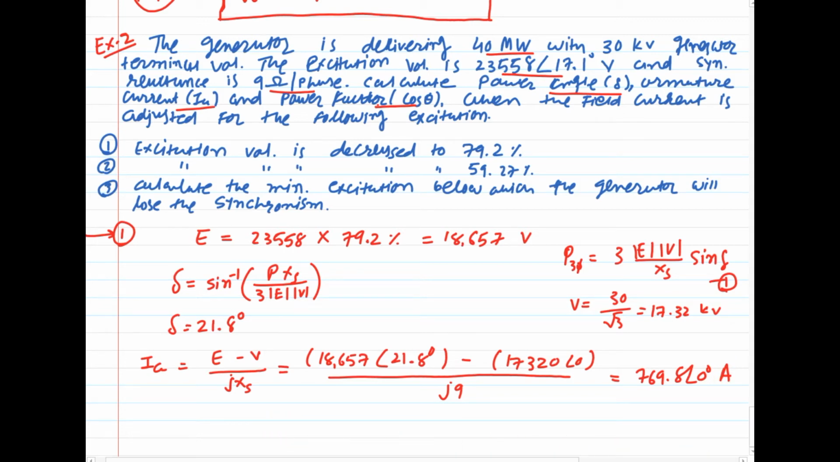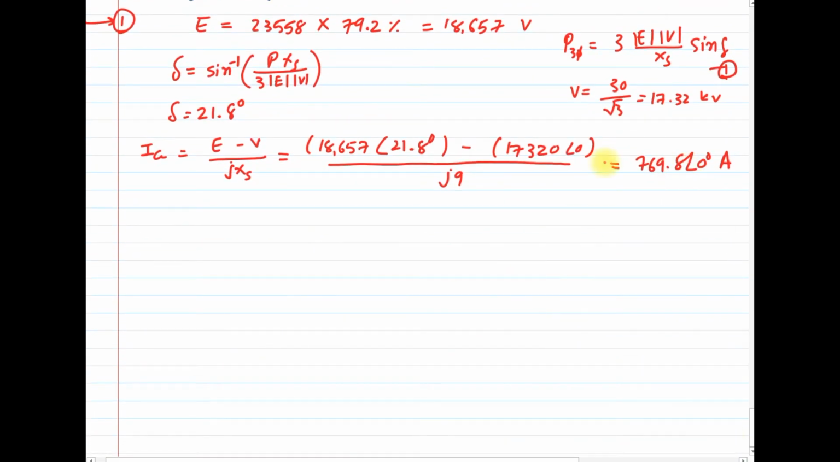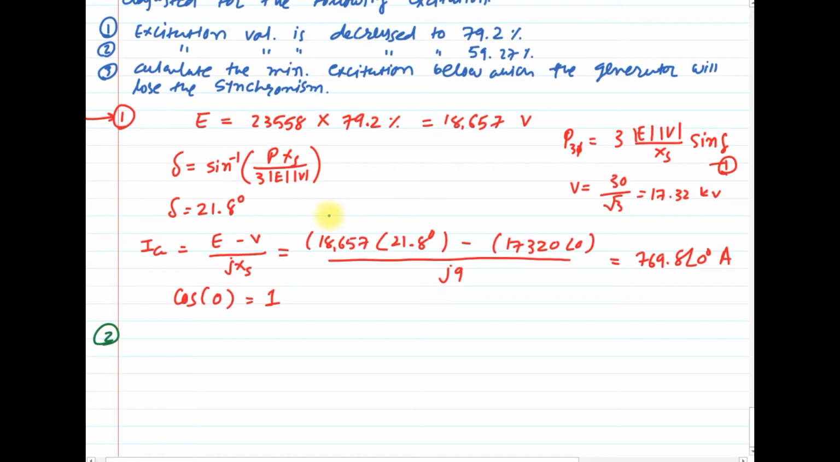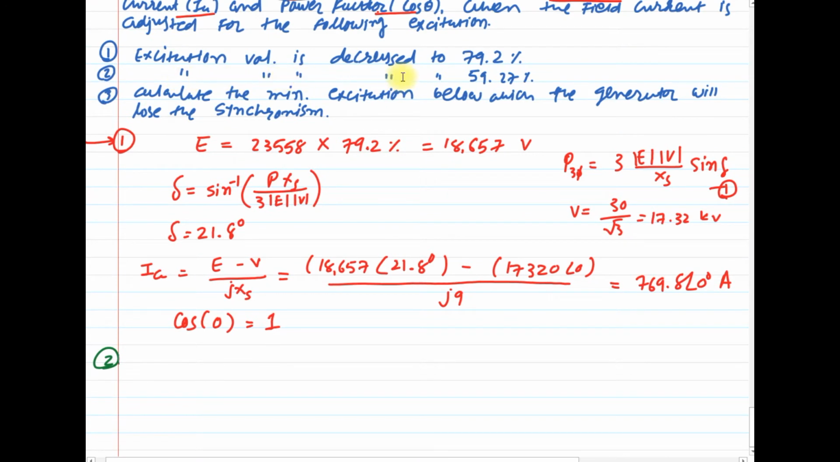Clear? And for this case you have to calculate the power factor, which is given by cos phi or cos theta, which is cos 0 degree. So for this case you will get the power factor as unity for case 1. Clear? Next, the second case, where the excitation voltage is decreased to 59.27%.